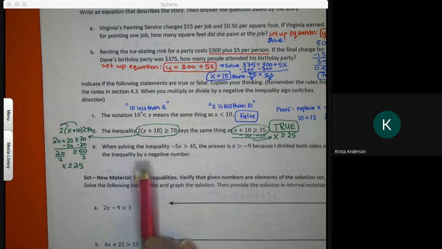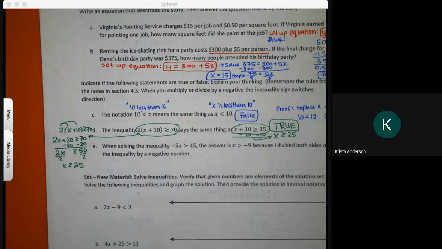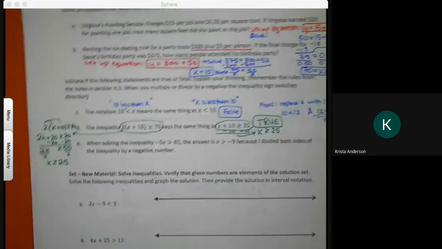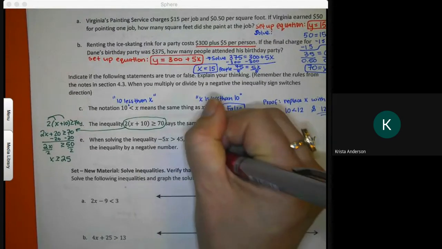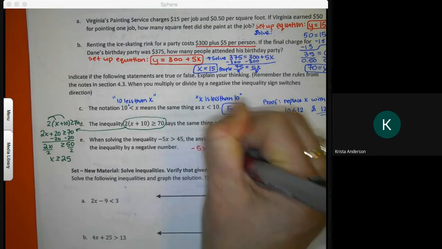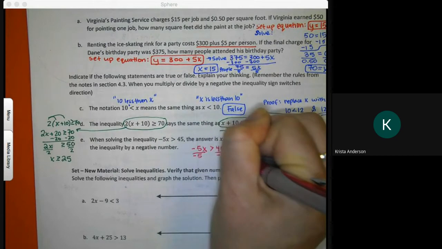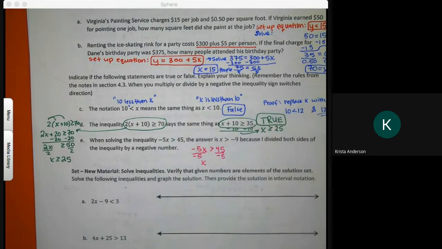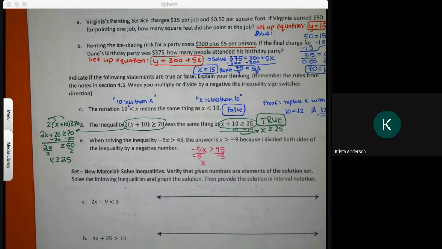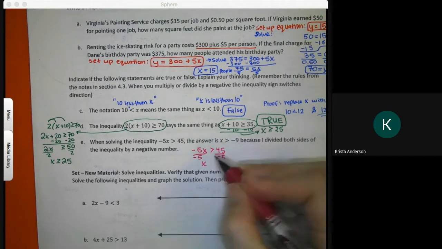When solving the inequality, negative 5x is greater than 45, the answer is x is greater than negative 9 because I divided both sides of the inequality by a negative number. I'm going to check. Do you remember what happened when I divide by a negative number? On Friday when we did these and tested them, they became false. Because it's a false statement, my inequality sign needs to flip. Whenever I divide or multiply by a negative, I flip the sign.